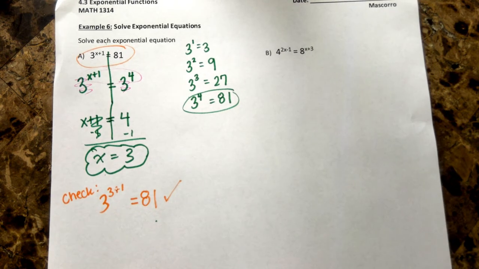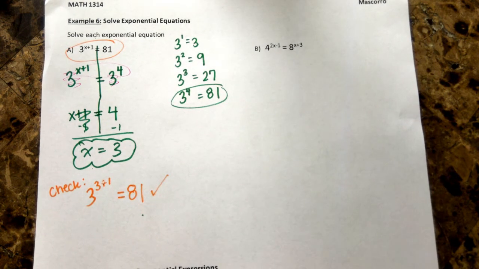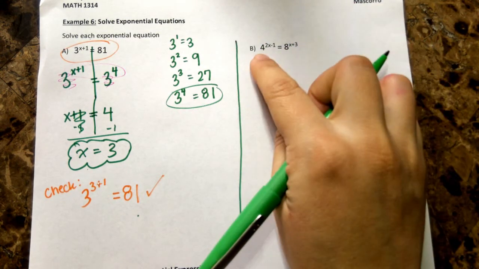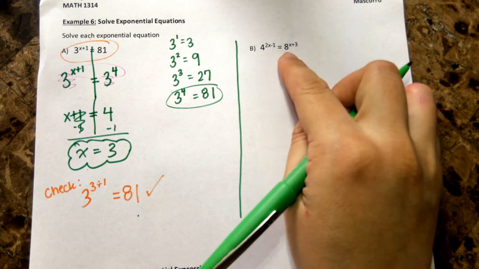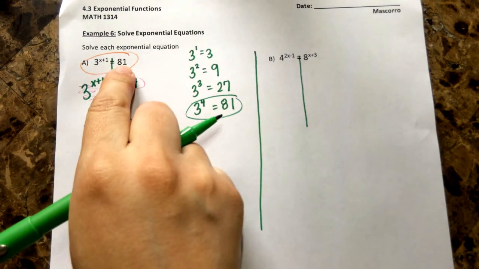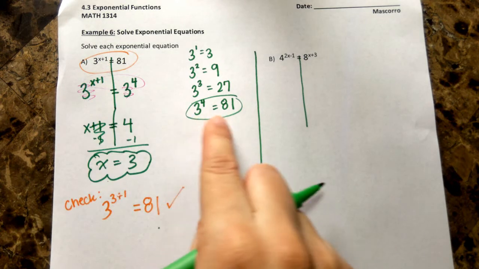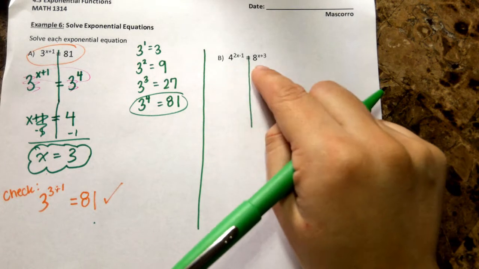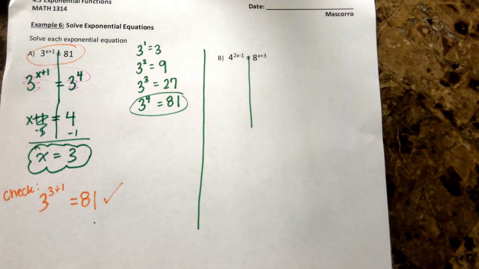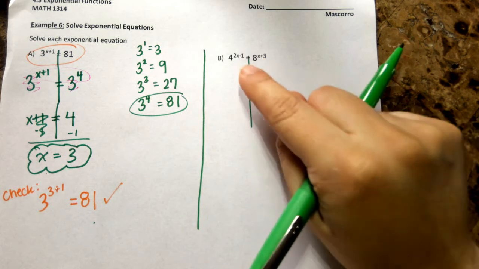All right, and then part B. We have another exponential equation. This one does have a base of 4 on the left-hand side and a base of 8 on the right-hand side. Now, on the previous problem, I knew that 81 could be rewritten as a base of 3 to the 4th power. If you look at part B, though, 4 and 8, they don't really have the ability to be rewritten as a base of the other.